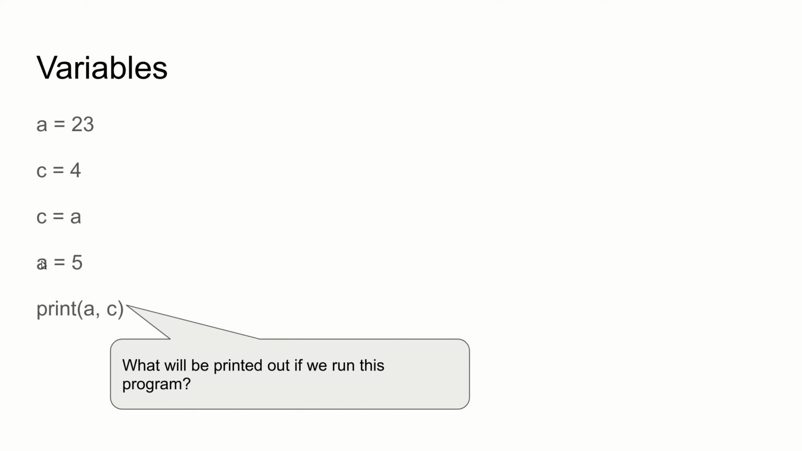So A will be 5. When I print this out, it will print out 5, and it will print out 23 because C was assigned that value here on this line, C equals A.